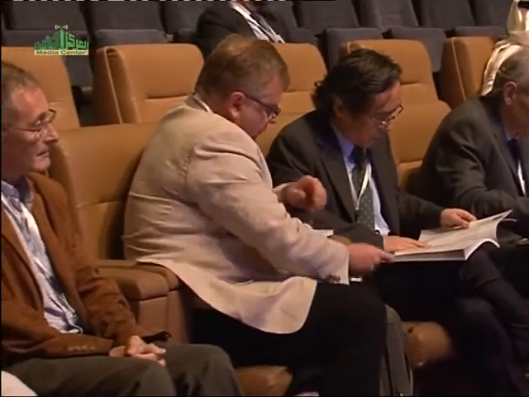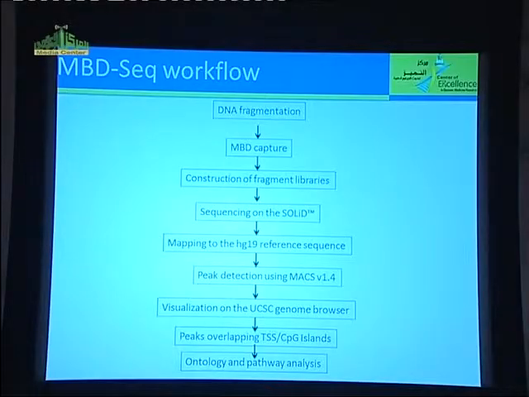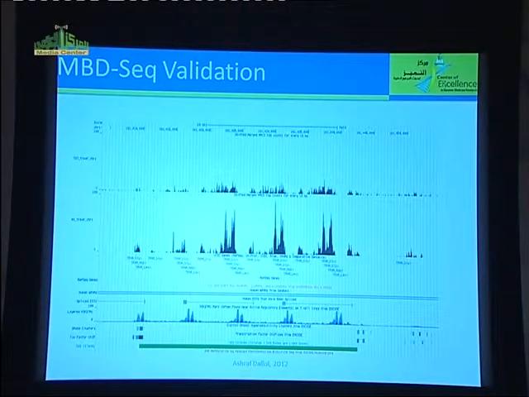This is just briefly the pipeline we utilized. Because there aren't many MBD-seq specialized bioinformatic pipelines out there, I adopted what's used for ChIP-seq, which is a similar approach, and we use peak detection using the MACS version 1.4 in this case. We visualize the samples on a genome browser, and we call the peaks overlapping the transcription site or a CpG island, followed by ontology and pathway analysis.